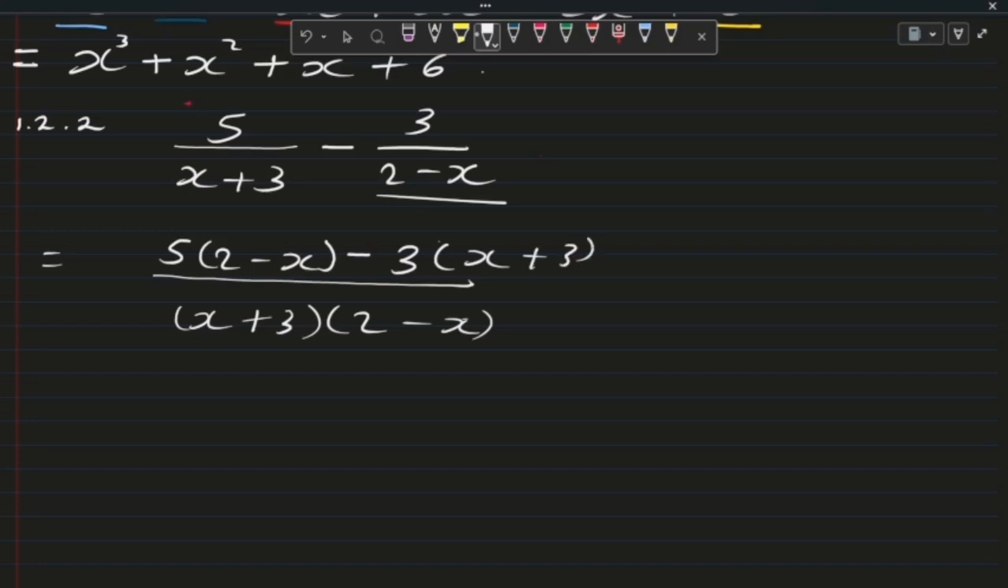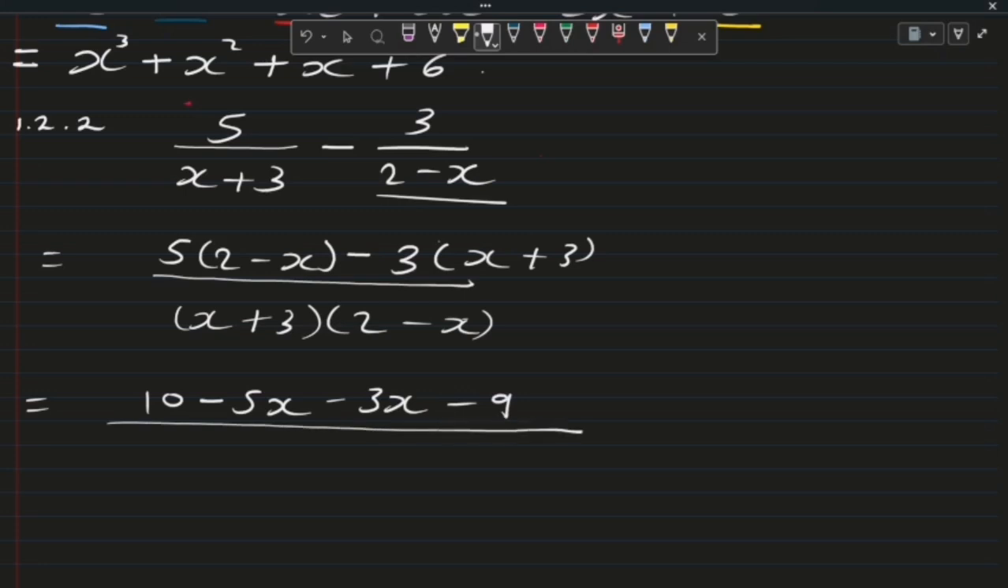Okay, and then we can simplify. Simplifying, it will be 5 times 2, which is 10. 5 times minus x, which is minus 5x. And then minus 3 times x will give us minus 3x, and then minus 3 times positive 3 will give us minus 9. Divided by x plus 3 times 2 minus x.